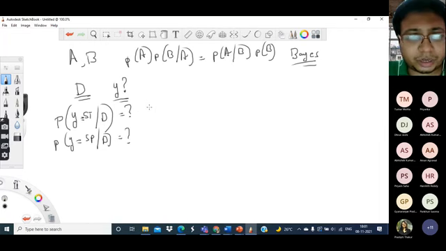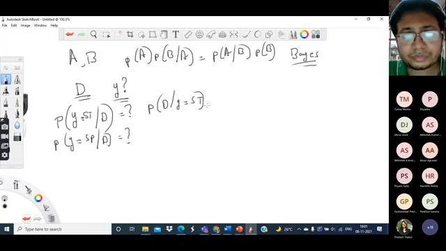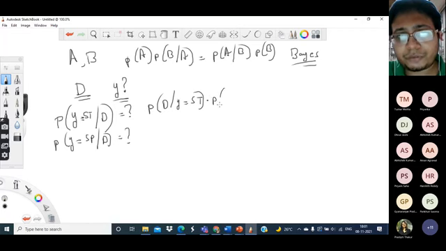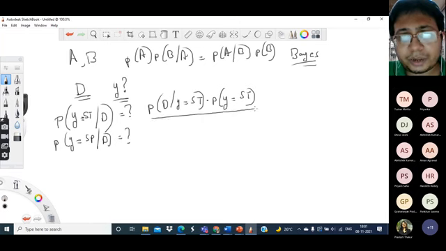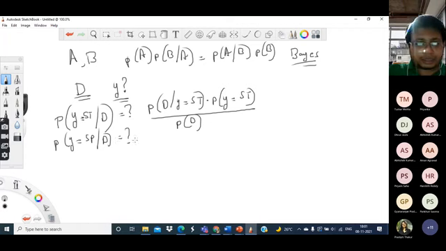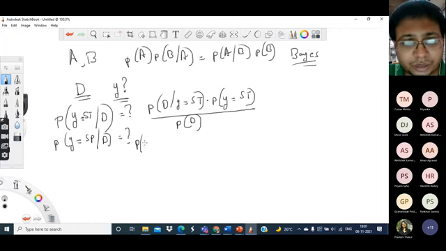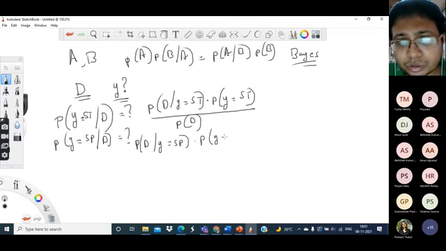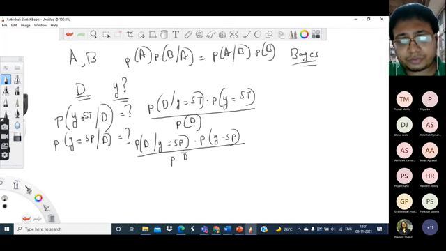How do I apply Bayes theorem? The probability of Y equal to ST given D is equal to P of D given Y equal to ST, times probability of Y equal to ST, divided by P of D. Similarly, what is this one? This is equal to P of D given Y equal to sports, times probability Y equal to sports, divided by probability of D.